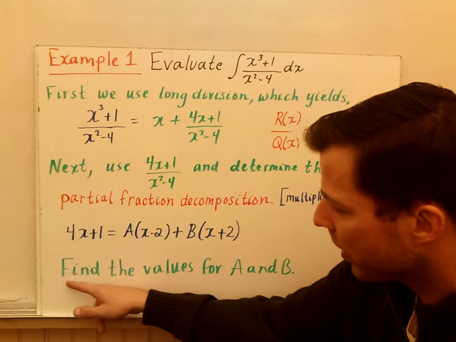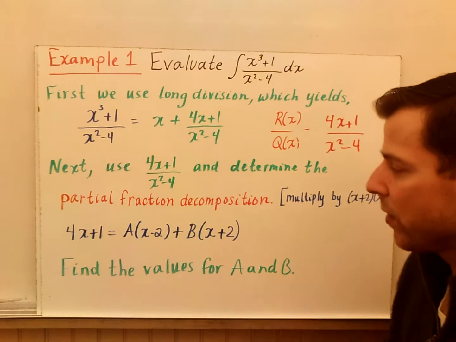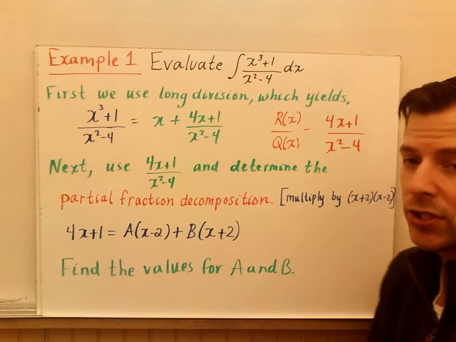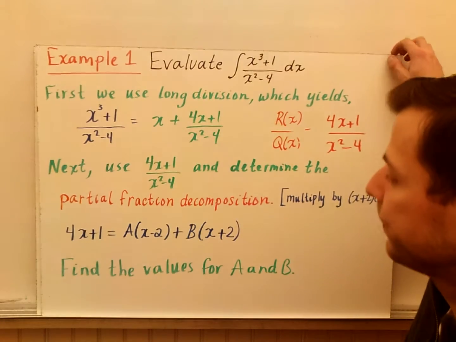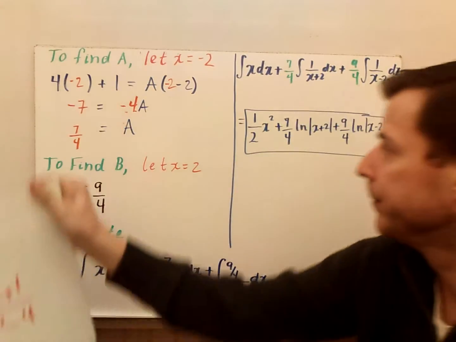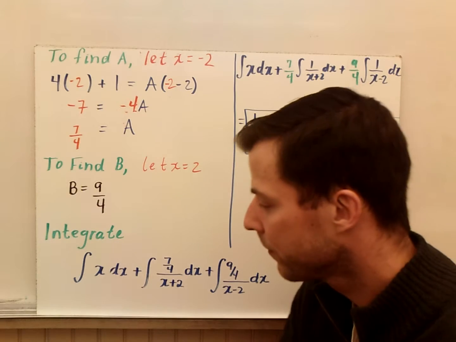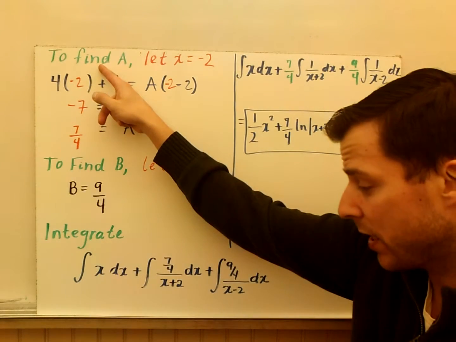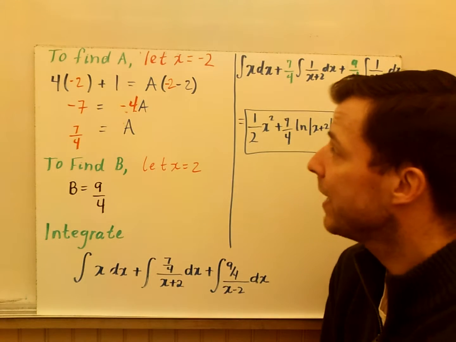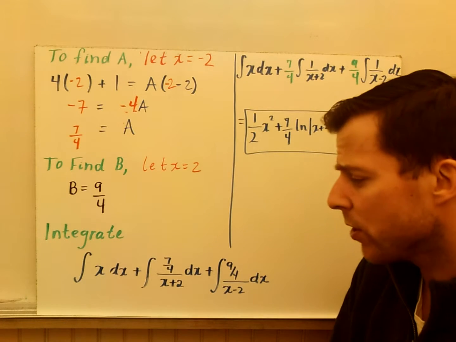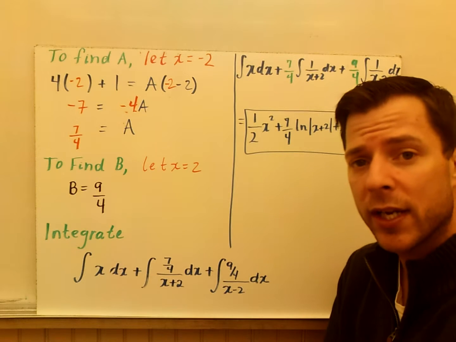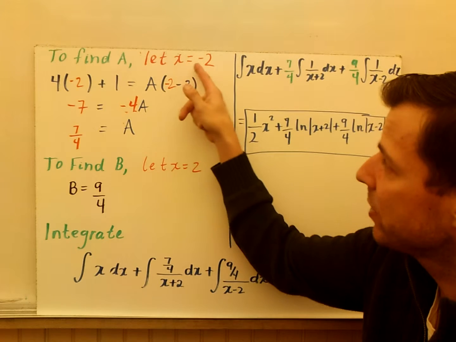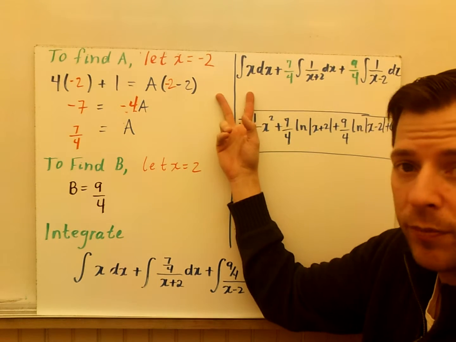Okay, so now we want to find the values for A and B. It's only A and B because there are only two factors in the denominator, x plus 2 and x minus 2. Now, to find A, in my case, I associated A with x minus 2, so B is going to be with x plus 2. We want to get rid of the B term, so we're going to let x equal negative 2, which is going to eliminate the whole B term.